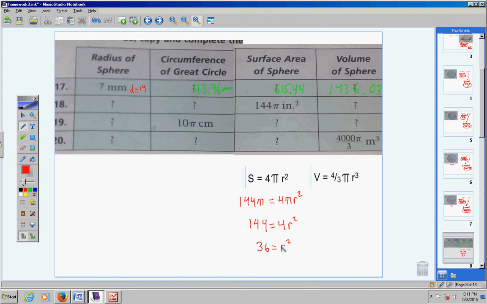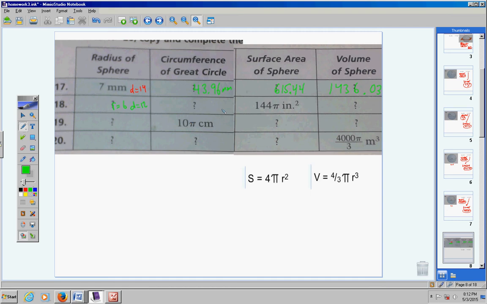Now if you have r squared, and you want to make it just r, you take the square root of it. But if you take the square root of one side, you must take the square root of the other side. So the radius is 6. So I'm going to put radius equals 6, diameter equals 12. And now we are so ready to roll, okay?